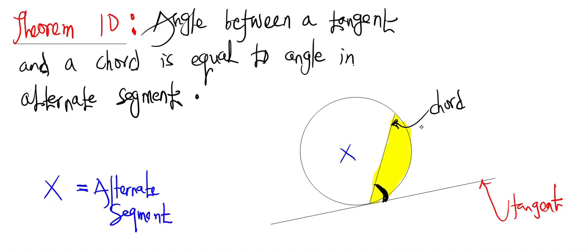So angle between tangent and chord, let's call it angle theta. Angle between tangent and chord equals angle in alternate segment. How do we trace it? Trace to the alternate segment, that's X. Trace from the extreme end point of the chord, let it touch the circumference of the circle. Then automatically this place will be angle theta.